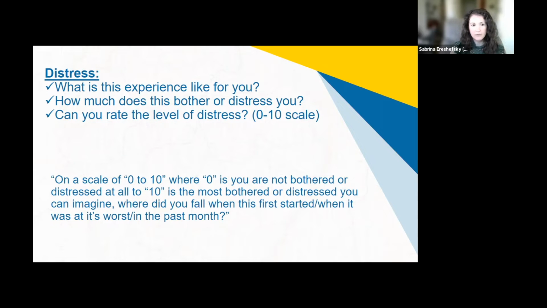And so distress, we want to try to get at in a qualitative, but also kind of concrete way. So what is this experience like for you? How much does this bother or distress you? And we really want to try to get at their experience on this 0 to 10 scale. Can they rate this? And I have an example here of on a 0 to 10 scale, where 0 is you're not bothered or distressed at all, to 10 is the most bothered or distressed you can imagine. Where do you fall when this first started, or when it was at its worst, or in the past month? And we want to offer them these anchors for these different scales as many times as they need as we're asking these questions. And you can kind of get a feel for whether they understand the scale, so that you don't have to offer it anymore.